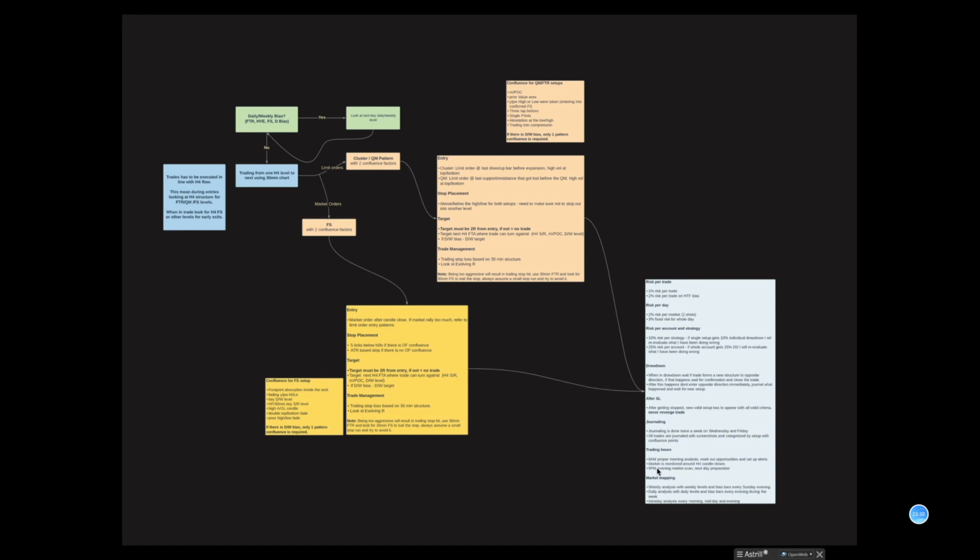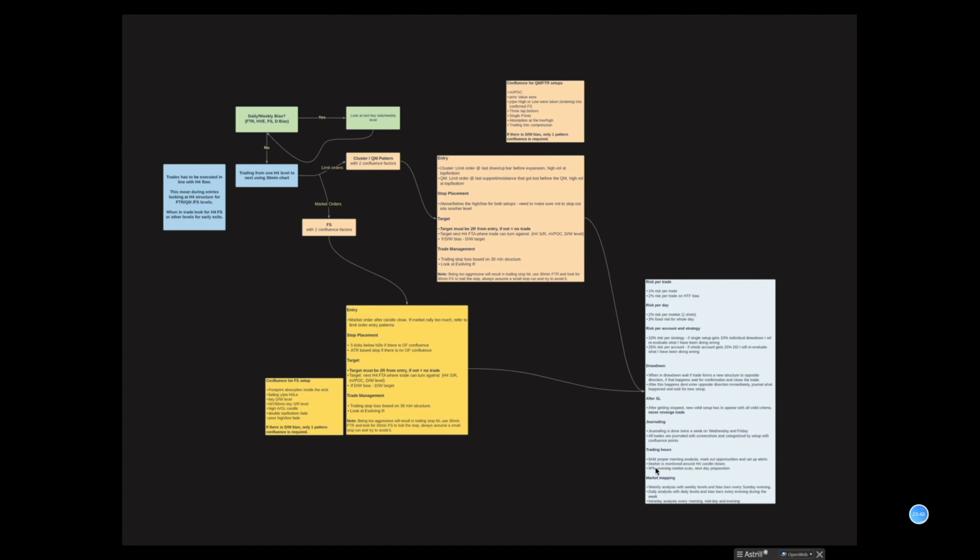You don't want to be rushing, especially with this more of a swing approach. You have a lot of time to prepare for things, so taking hectic trades is not really something you want to be doing.